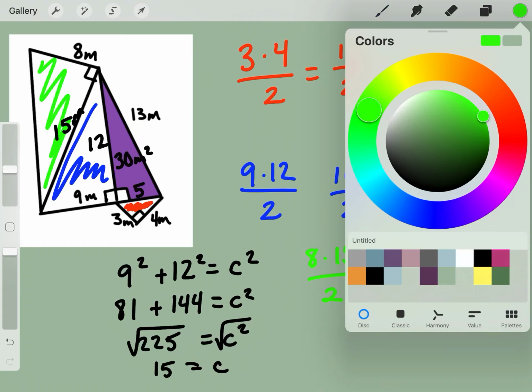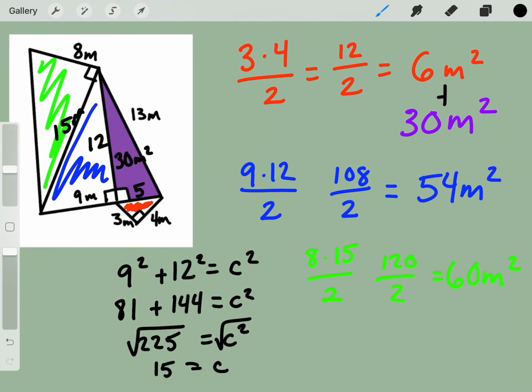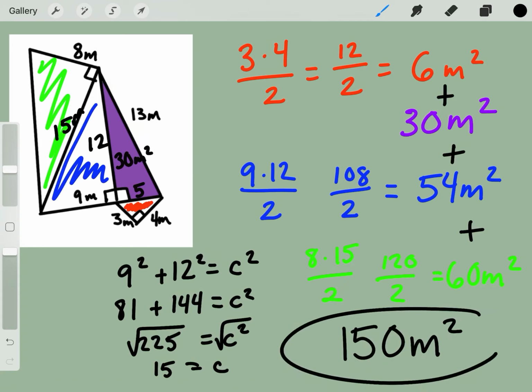And now as my last step, all I have to do is add up each of those 4 pieces. So 6 plus 30 plus 54 plus 60. And I get the total of what? You get the total of 150 meters squared.